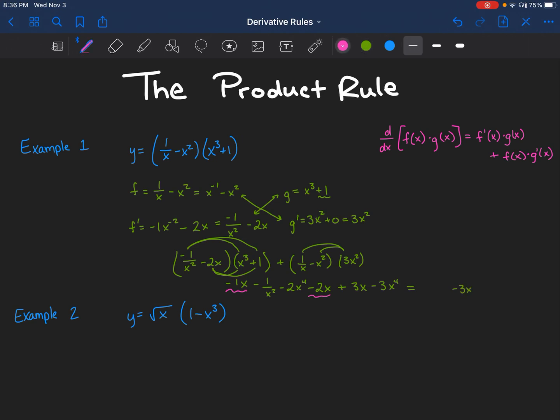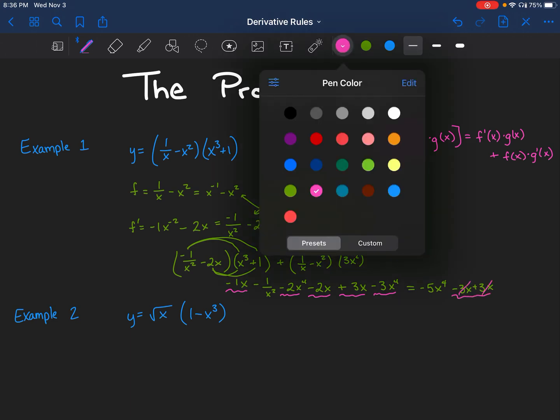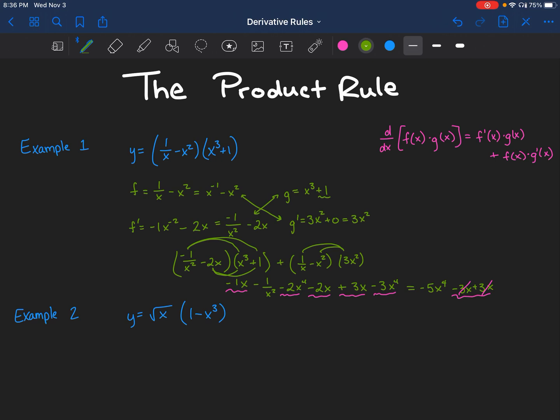We've got negative 2x to the fourth, and we've got a negative 3x to the fourth. That's going to make a negative 5x to the fourth. We've also got a positive 3x here, so I'll go ahead and write that in. And hopefully you're thinking ahead of time, hey, those are going to cancel each other out. Well, that's going to work out nicely for us. Let's go ahead and see what else we can finish off.